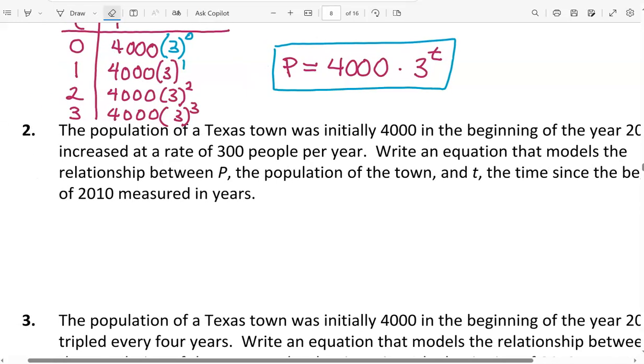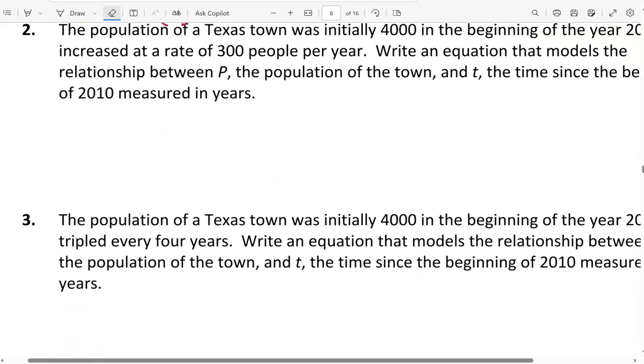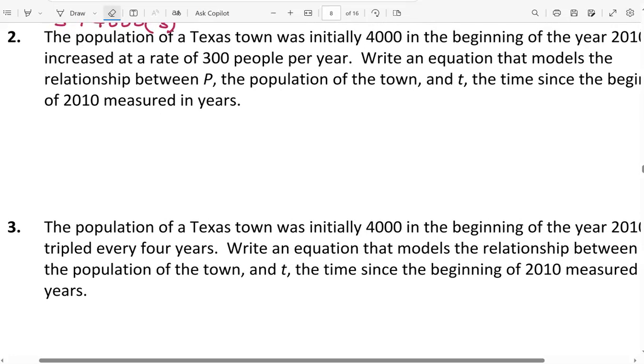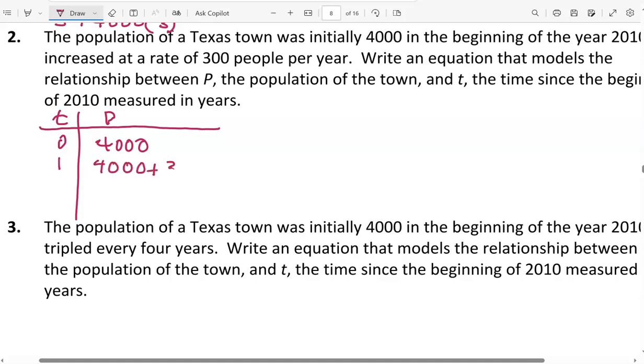All right, in number 2, we have another scenario. The population of a Texas town was initially 4,000 at the beginning of 2010, so I'm going to let that be reflected in the table. t equals 0 represents the beginning of 2010, and the population is initially 4,000. And then it increases at a rate of 300 people per year. So after 1 year, 300 people are added to the population. Not tripled, right? That's multiplication. This time we're adding.